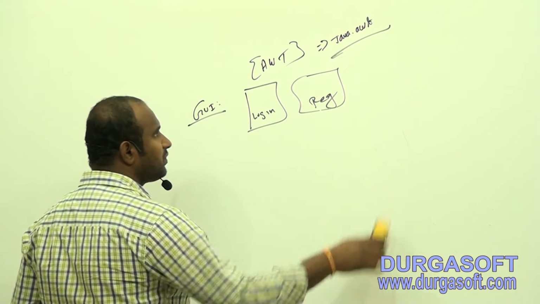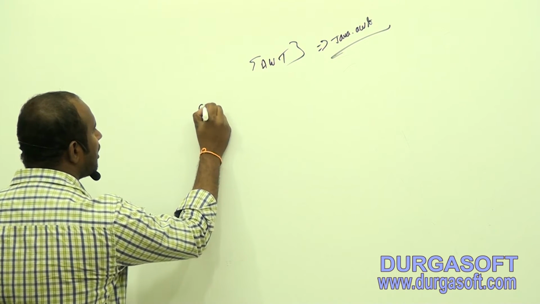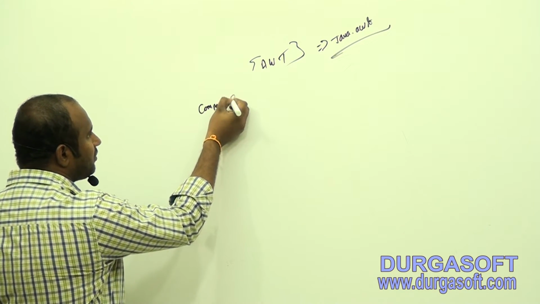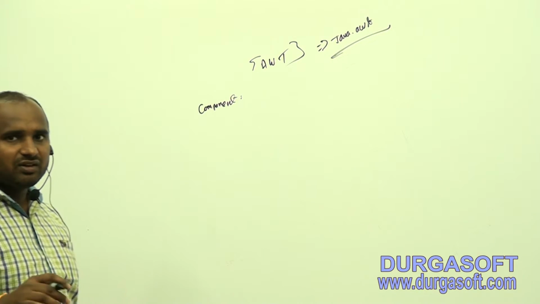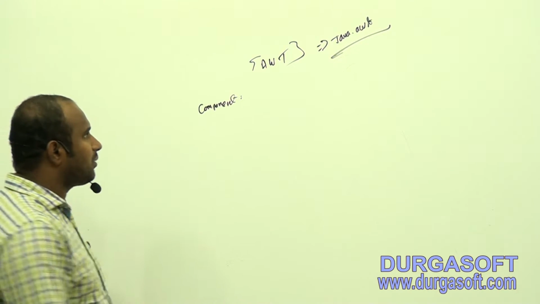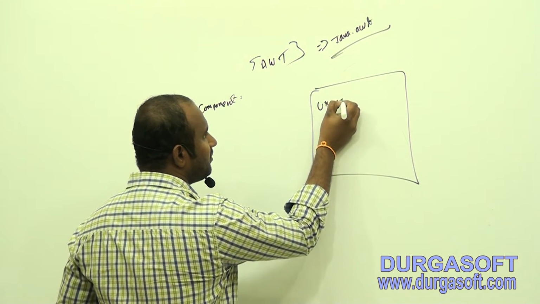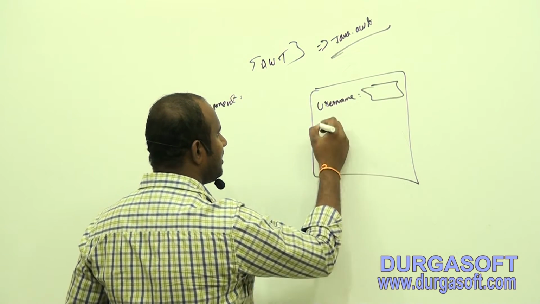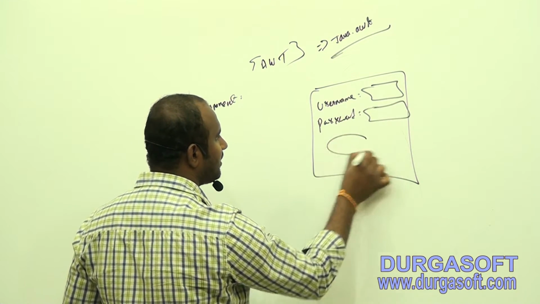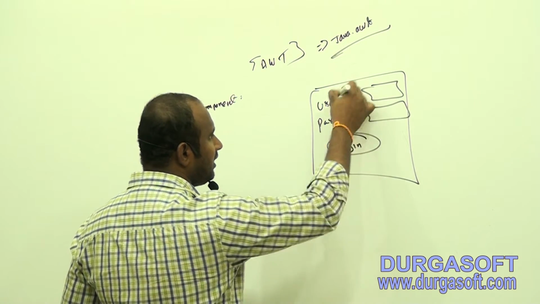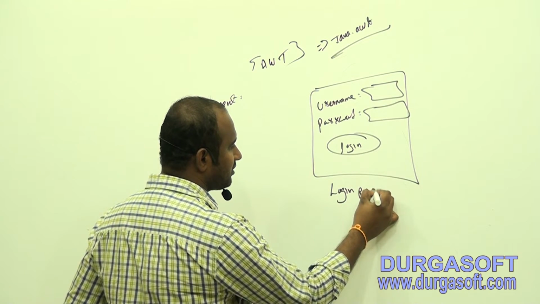In AWT you must know some keywords, like the frequently used word component. A component itself is an object. The login page contains a group of components. What are they? This is my login page. It has a username text field, then a password text field, and next a login button. This is my login page, and this is the GUI application.